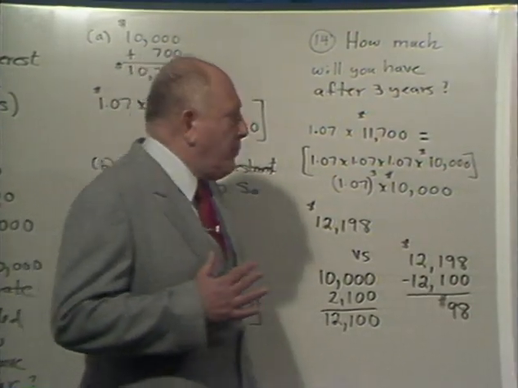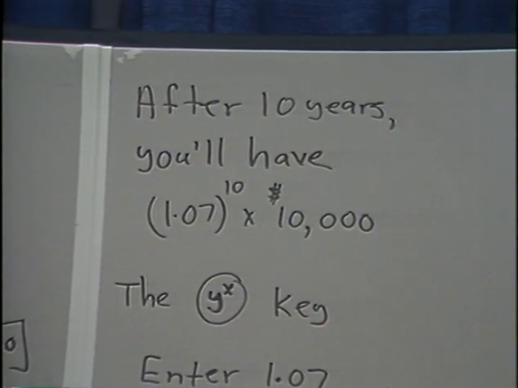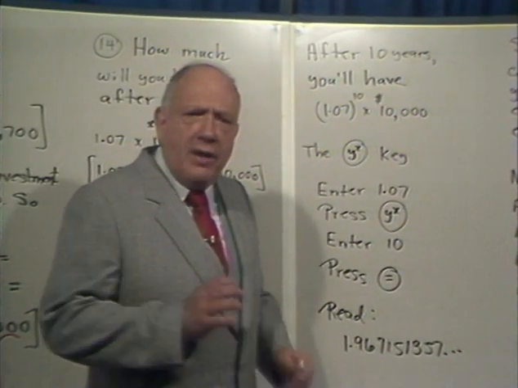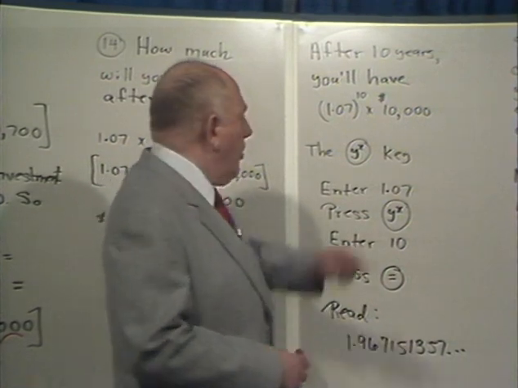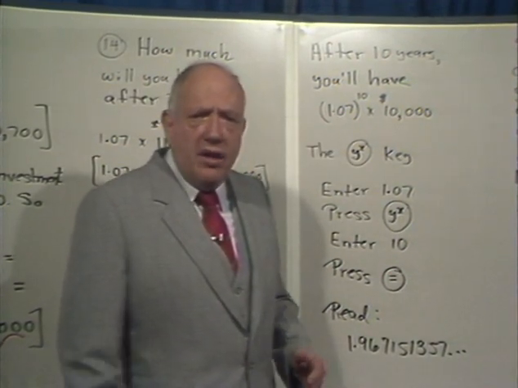For example, suppose I said, how much money will you have at the end of 10 years? Well, the concept stays the same. The computation becomes more complicated. At the end of 10 years, every year I have to multiply the 10,000 by another 1.07. So in 10 years, I've multiplied by 1.07 10 times.